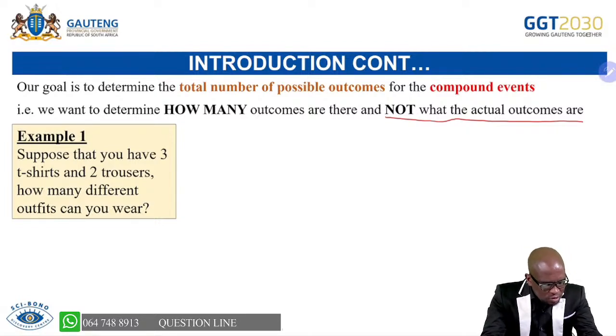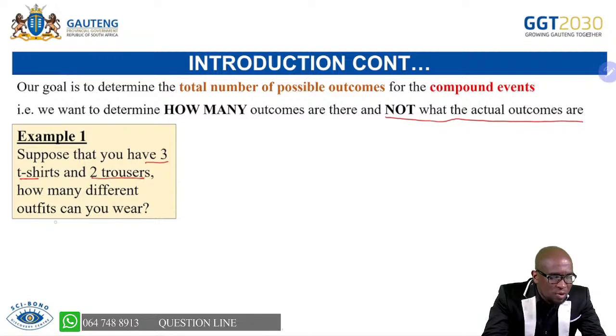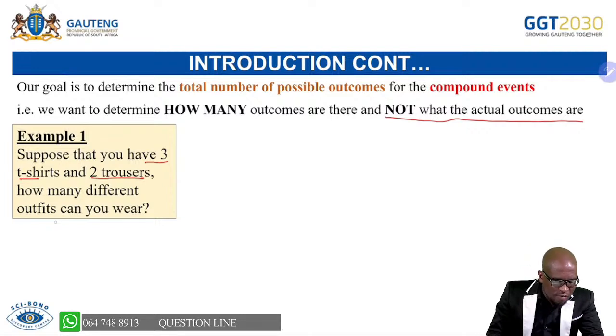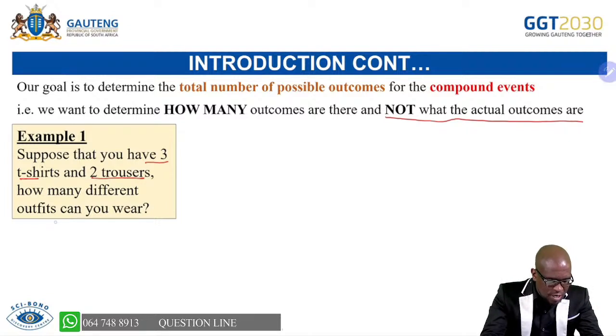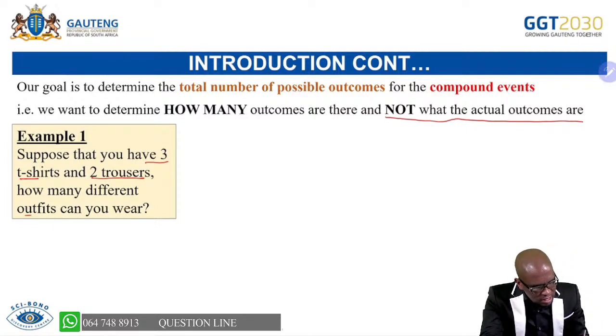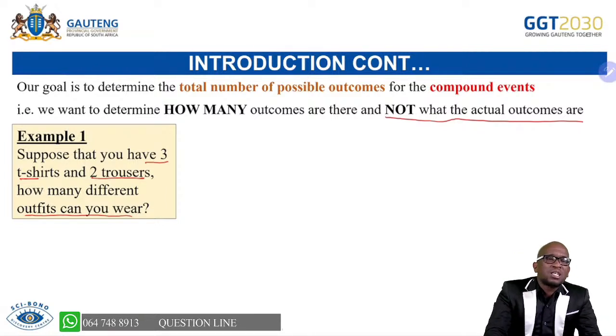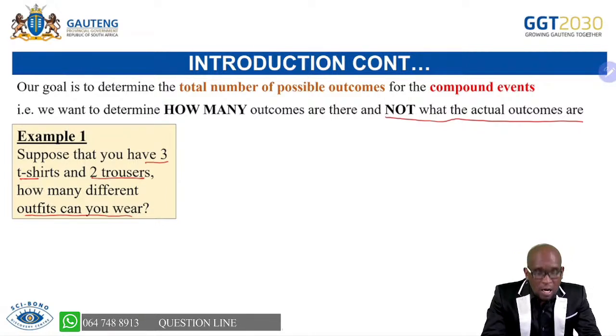So now, suppose that you have 3 t-shirts and 2 trousers. How many different outfits can you wear? Now, if you want to use a tree diagram here, we have 3 options of wearing t-shirts. That can be shirt 1, shirt 2, or shirt 3. We have 2 options of wearing trousers. That can be trouser 1 or trouser 2. Now we're interested in the total number of outfits that we can wear. So we're interested in the total number of outcomes here.